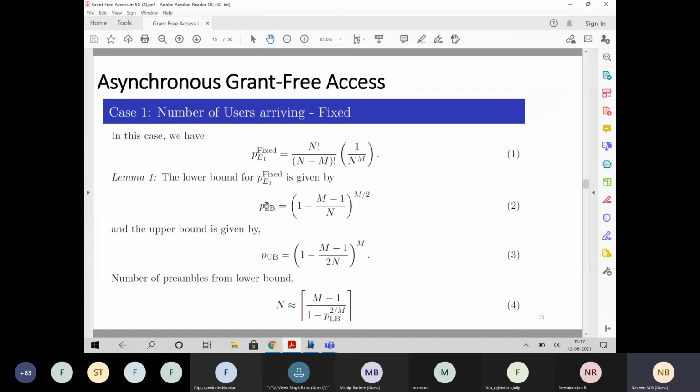So that probability of success is this PLB, 90%. So we have also used 90% as a number. Okay, so that's how we found the number of preambles required when the number of users arriving is fixed.